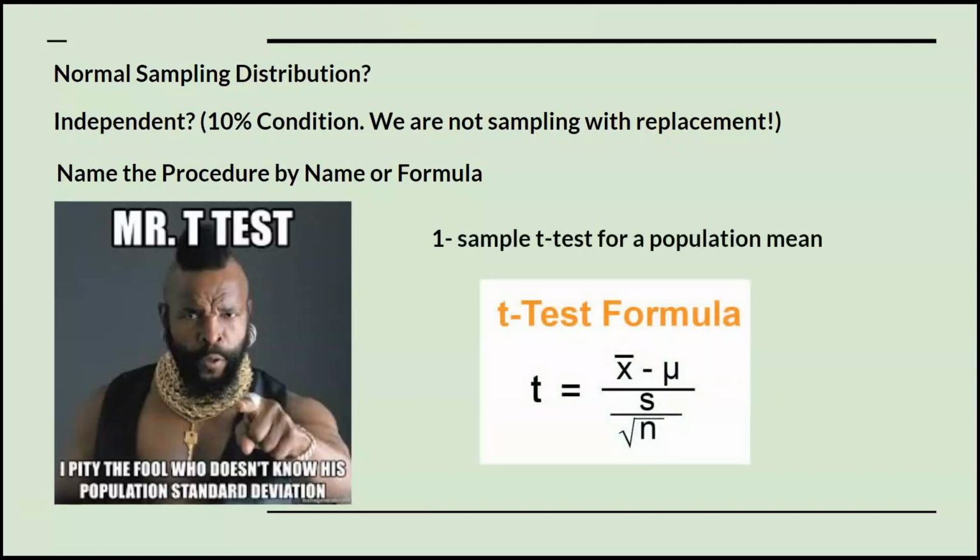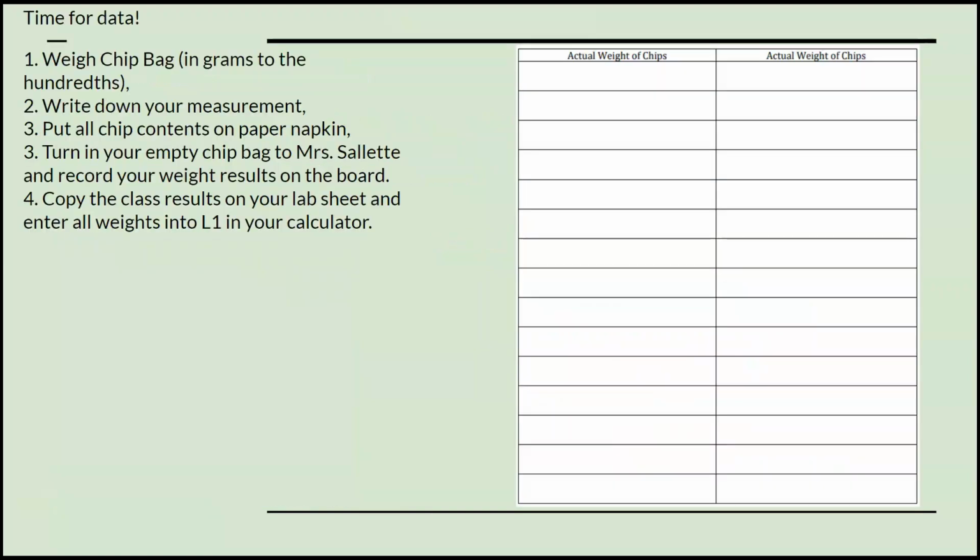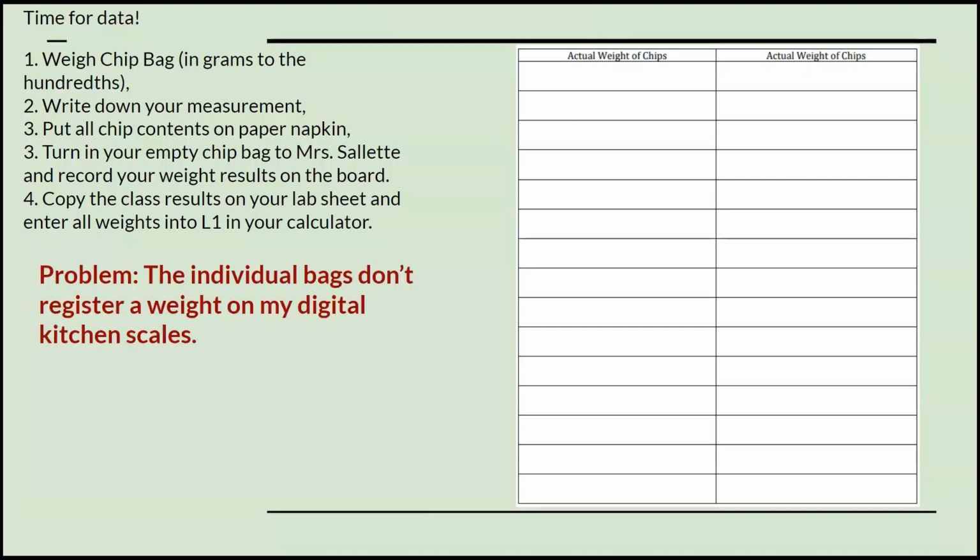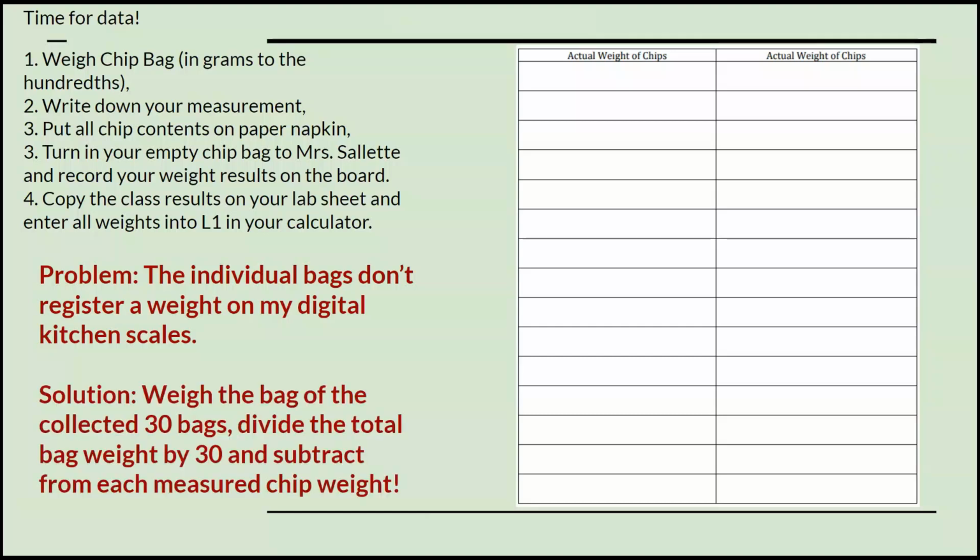Calculate our test statistic. I show them the formula. So what we do, we collect our data. And it is our intention to subtract the individual bag weight from the actual chip weight observations, but we have a problem. I have cheap kitchen scales that don't register a weight for each individual bag. So what we do is we collect all 30 bag of chips weights, and then I have them return their individual chip bags to me.